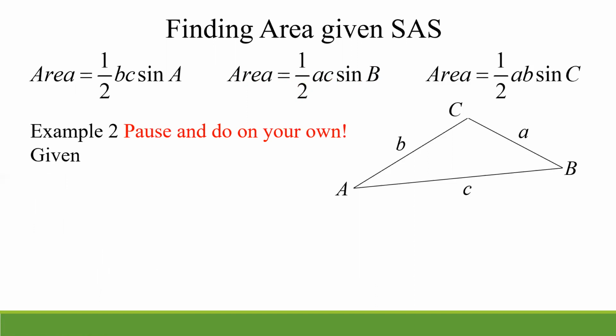Okay. So I'm going to go ahead and ask you to pause the video and do one on your own here. So here's the next set of givens. Your A is 22 degrees, B is 28, C is 19. So look at your formulas. Which one are you going to use? Go and pause the video and work that out real fast.